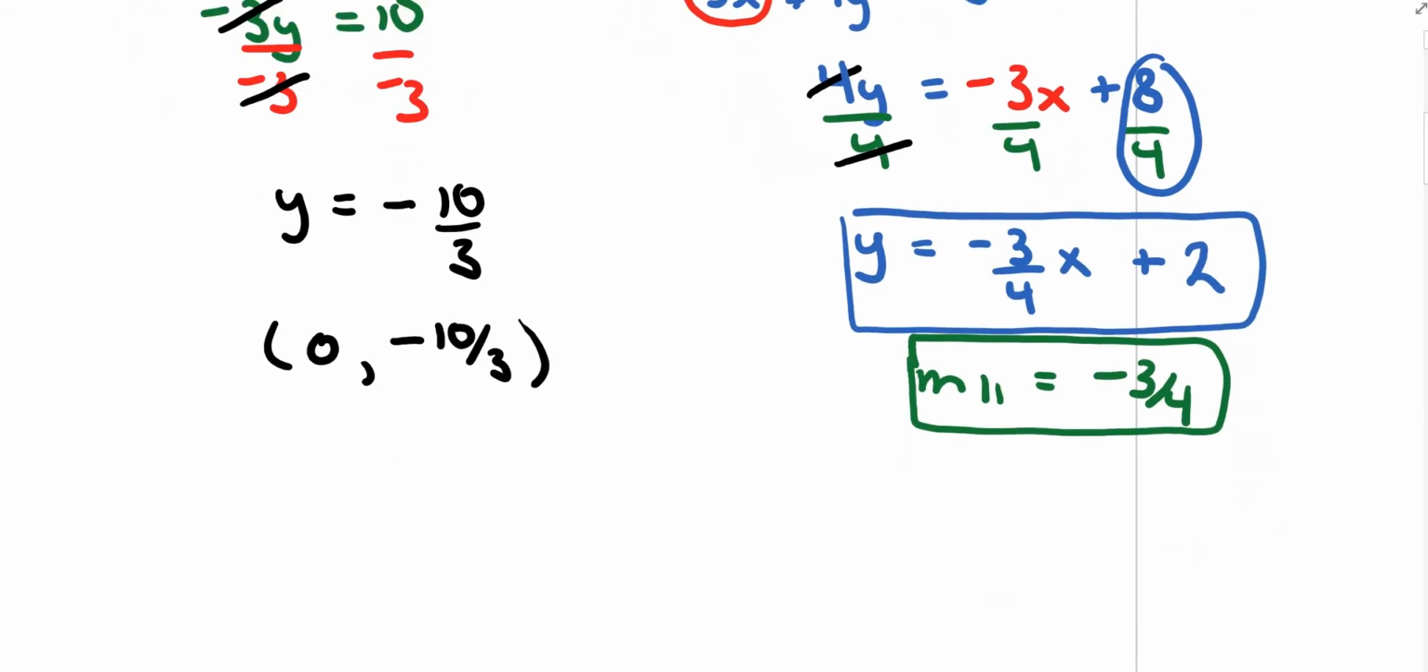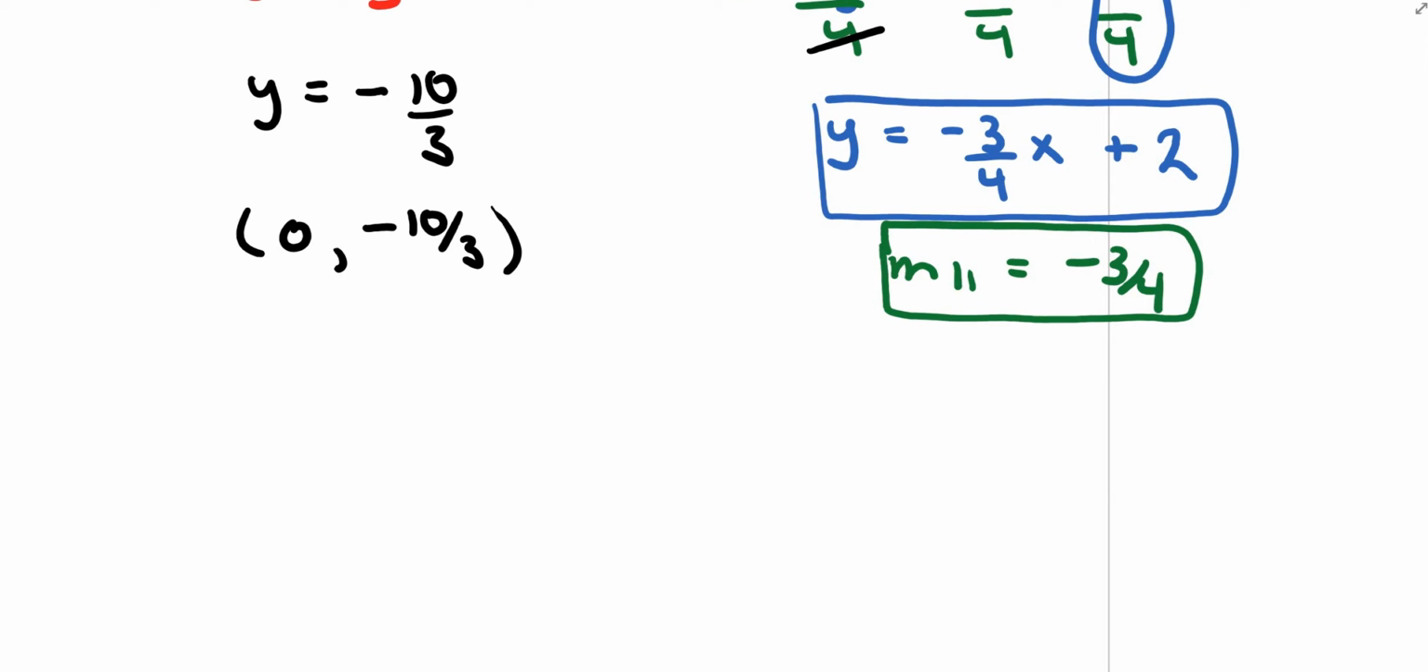Okay, so now the goal is I need to write the equation of a line that has the slope of negative 3 over 4 and has the y-intercept value of negative 10 over 3. All right, so there's different ways to do this particular problem. I'll take the longer way to finish off this problem. So I will use the point slope form of a line.